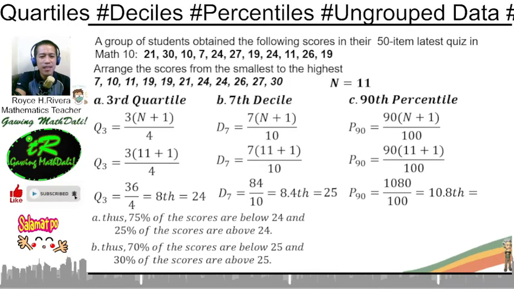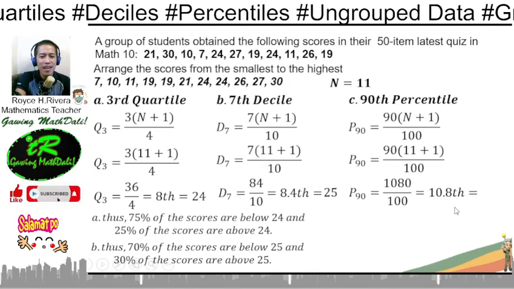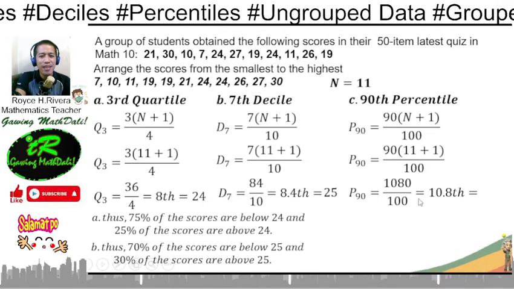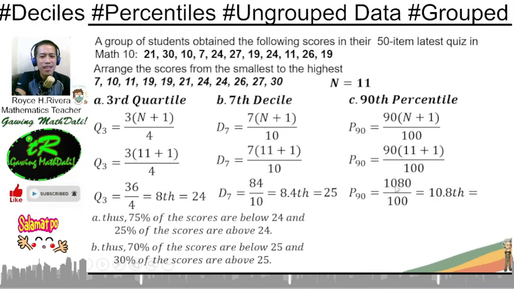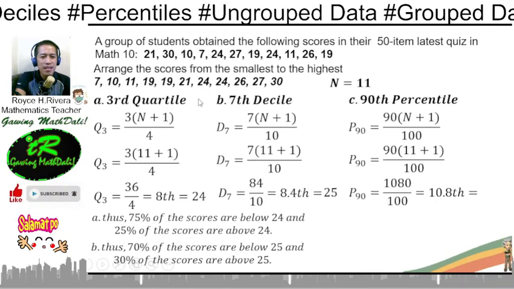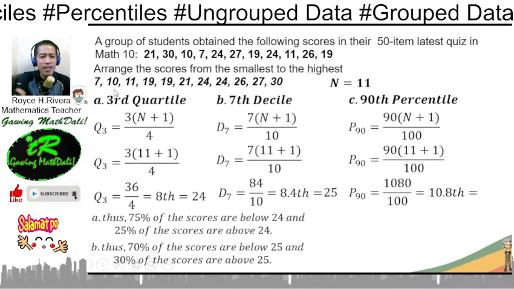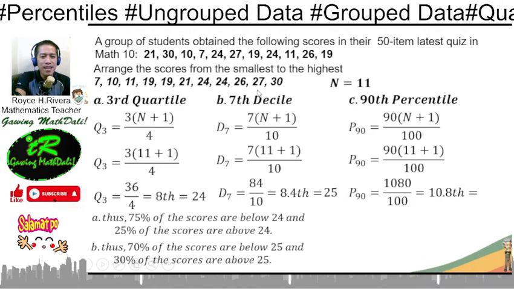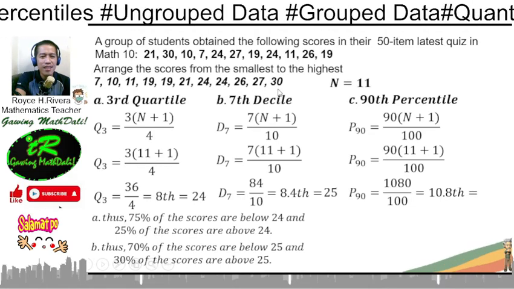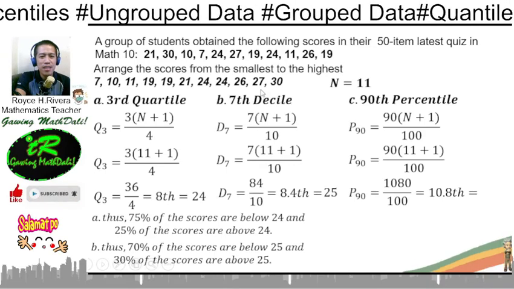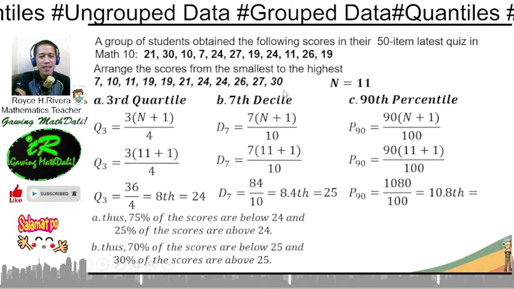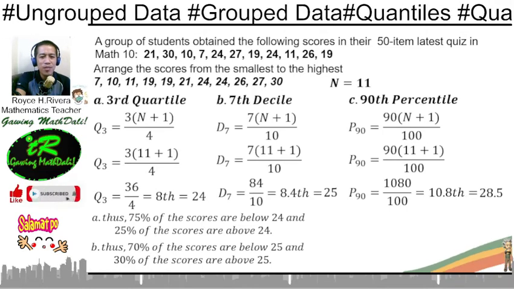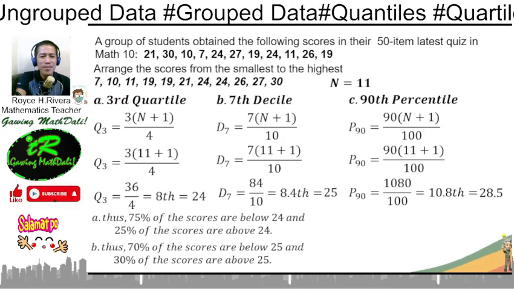So 10.8 is in between the 10th data and the 11th data. Gaya ng sabi natin kanina, we will just get the average of the 10th data and the 11th. The 10th data in the given data set is 27 and the 11th data is 30. So get the average of 27 and 30. So we have 27 plus 30 is 57 divided by 2 is 28.5.